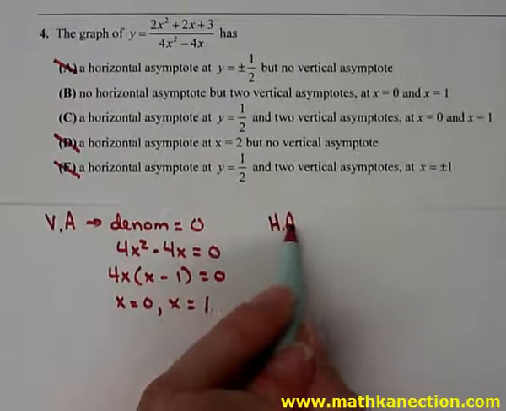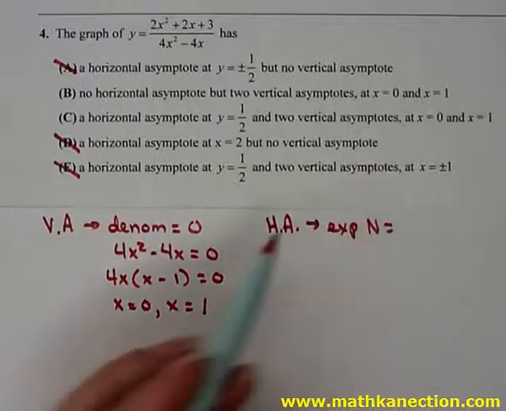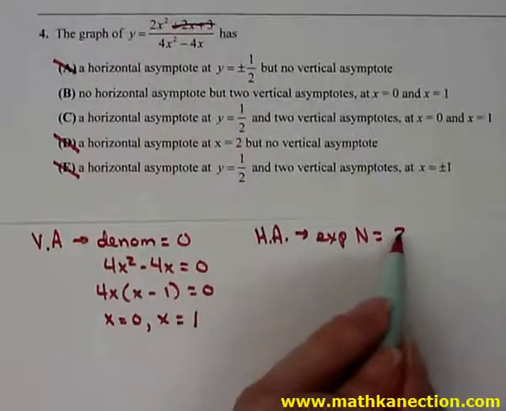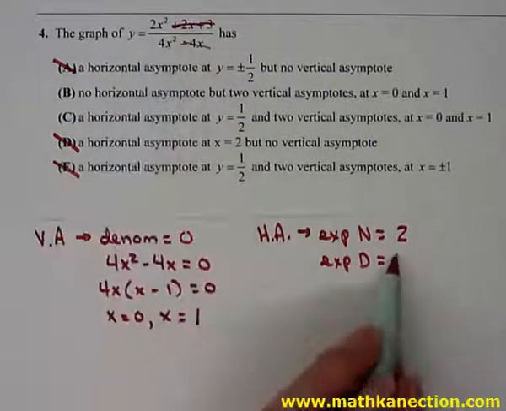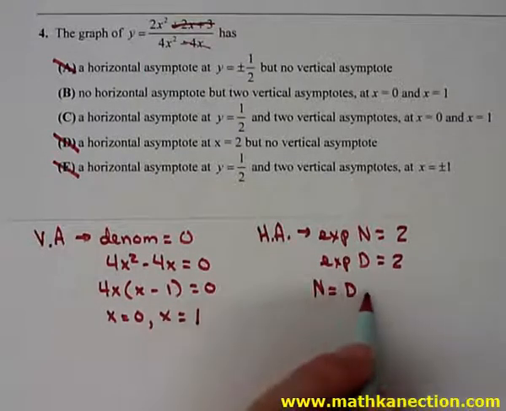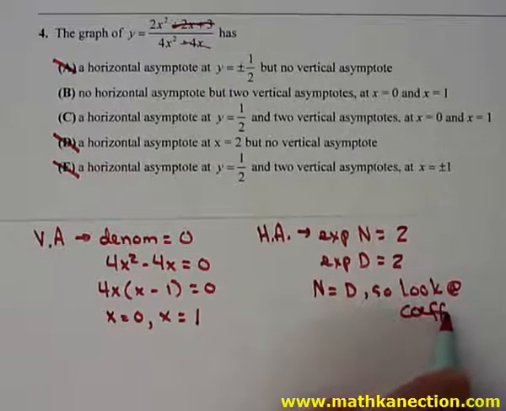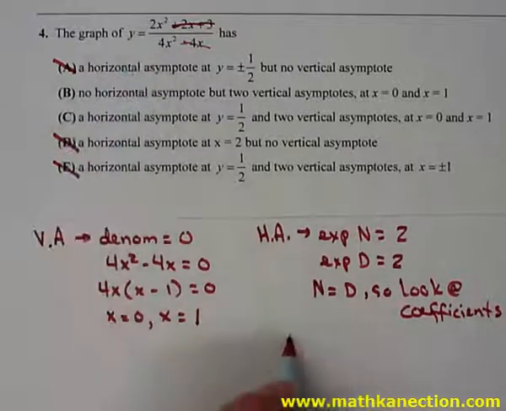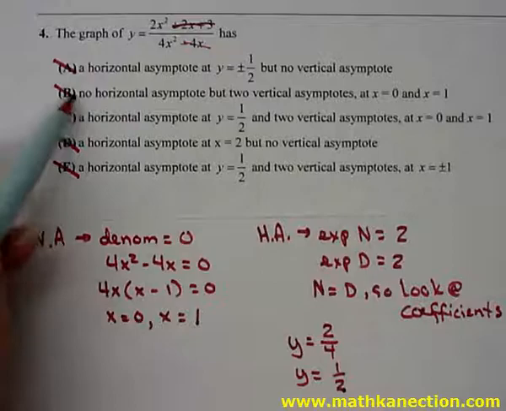So now we'll look at our horizontal asymptotes. To find your horizontal asymptotes, take a look at your exponent of your numerator and compare it to the exponent of the denominator. The exponent of the numerator is 2. The exponent of the denominator is also 2. So since they are equal to each other, we just look at the coefficients to determine where our horizontal asymptote will be. The coefficient from the numerator is 2. Coefficient from the denominator is 4. So at y is equal to 2 over 4, or y equals 1/2, we'll have a horizontal asymptote. So that gives us letter choice C.